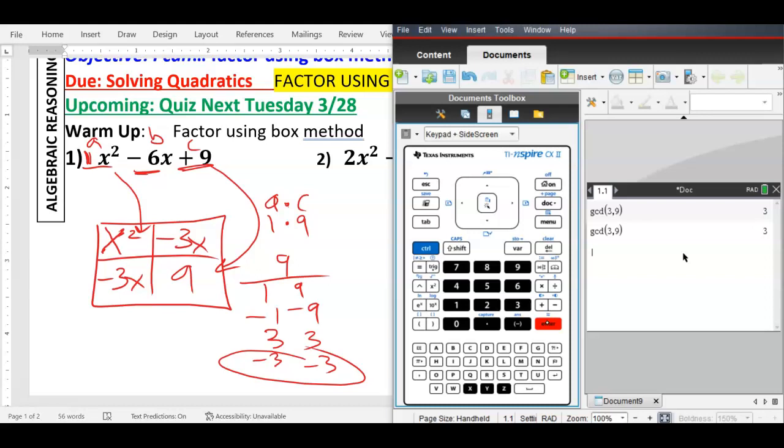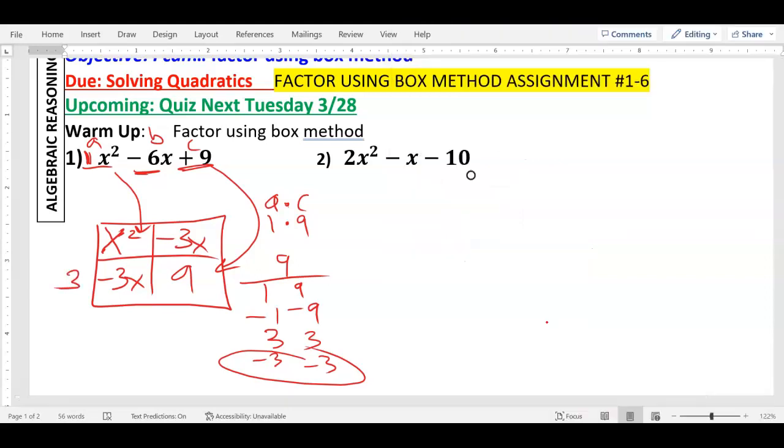Cool. But this is 3. 3 multiplies to make 3. 3 multiplies to make 9. Now, what do you think? Should this be a positive or a -3? Right next to it, I see a negative. So I need to use a negative, okay? Whatever this sign is, I'm going to use it on the outside.